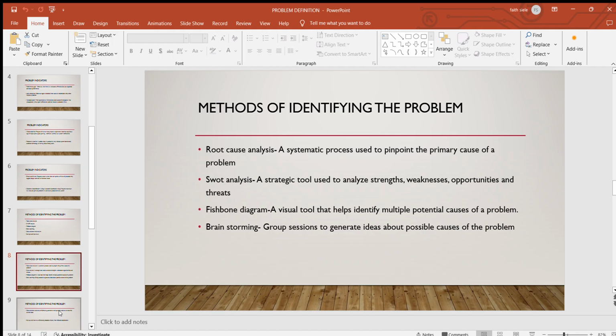So let us start with the root cause analysis. This refers to a systematic process which is used to pinpoint the primary cause of a particular problem.